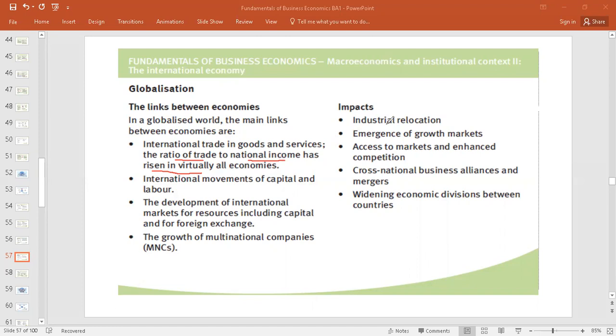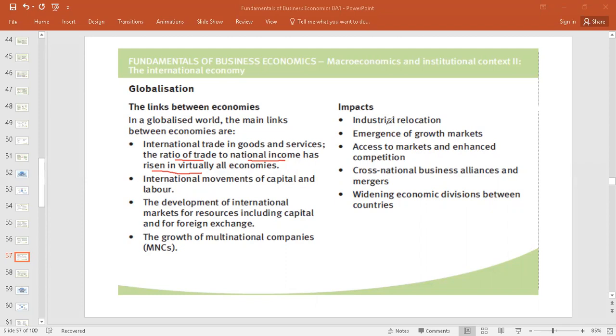Cross-national business alliances and mergers happen. So the organizations in different countries can come together. They can form a cross-national business alliance, a strategic alliance, where they join together and carry out business activities. Need not be a separate entity set up, but they can come together, share their expertise and carry on with the business activities. That would be possible. And also they can think about merging one business with another.